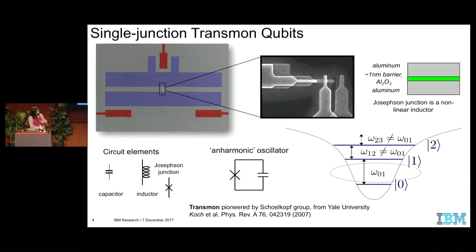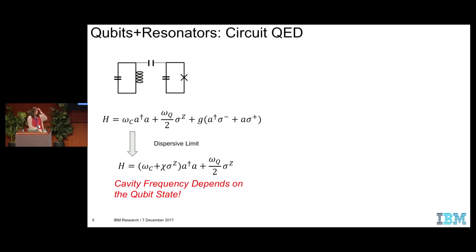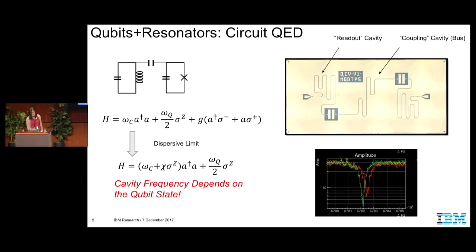So here is our qubit, and what happens when you couple this to a resonator? A resonator is just a regular LC circuit. And here's the Hamiltonian of the interaction between the qubit and the resonator. In the dispersive limit, where the qubit frequency is well detuned from the cavity frequency, the cavity frequency depends on the state of the qubit. That is how we are going to read out the state of the qubit.